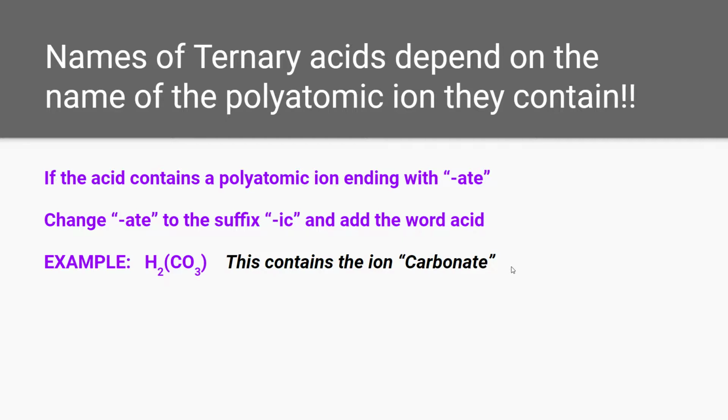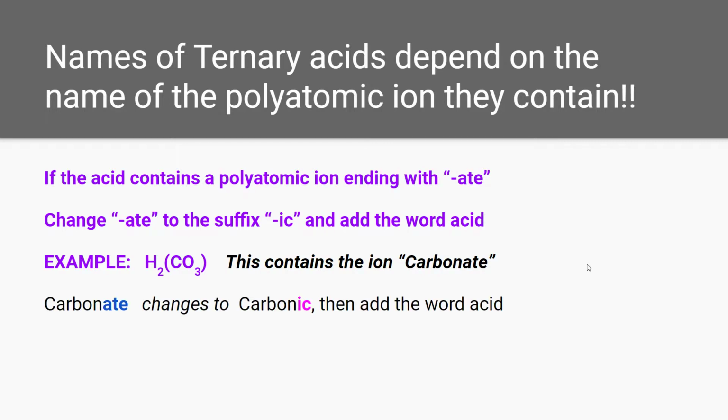So our procedural way to name the acid would be to take the polyatomic ion named carbonate and drop the ATE ending. In the place of the ATE ending, we're going to place the IC suffix. So we change carbonate to carbonic, and then we add the word acid. So ultimately, the name for H2(CO3) is carbonic acid. So you may remember, change ATE to IC and ITE to OUS and add the word acid.